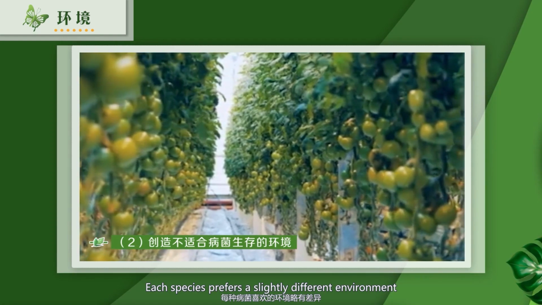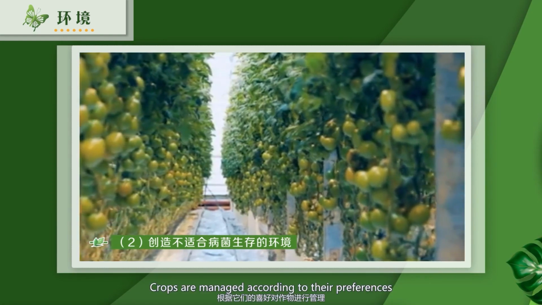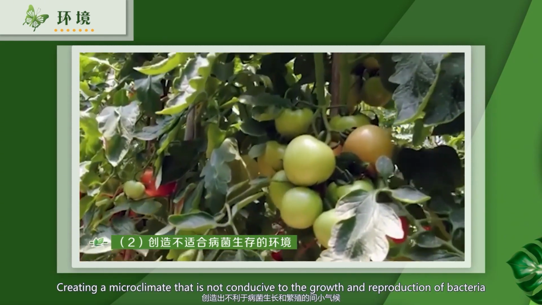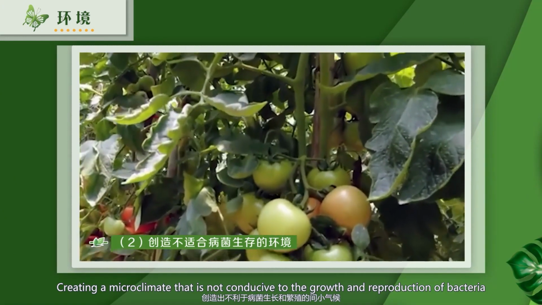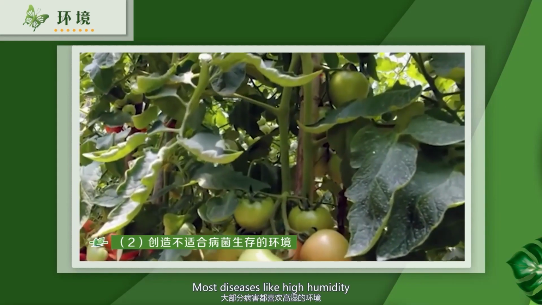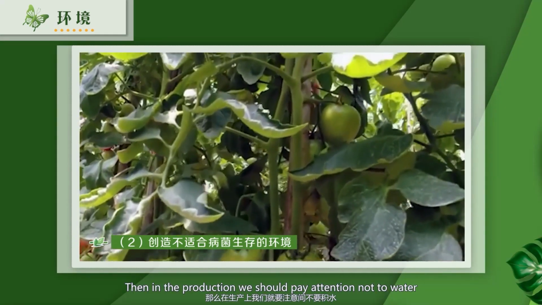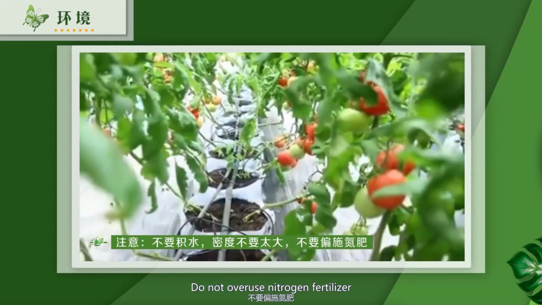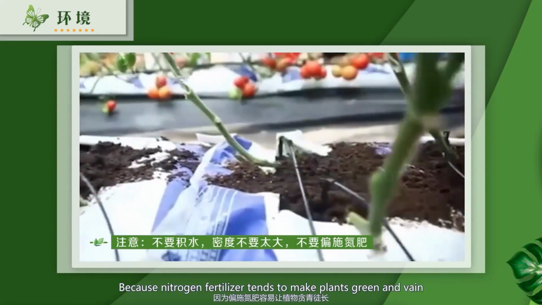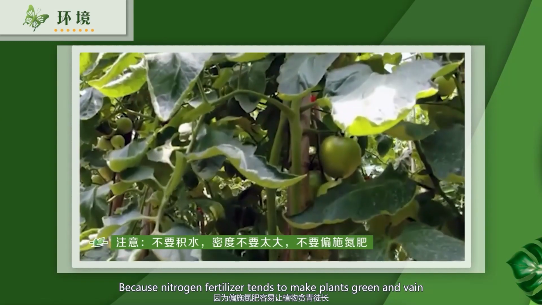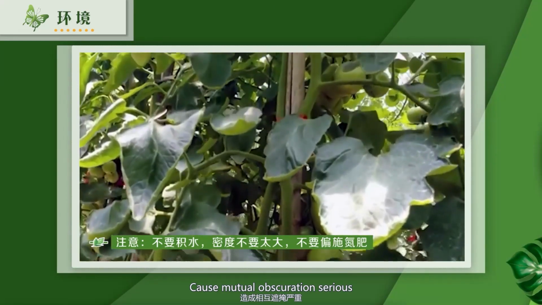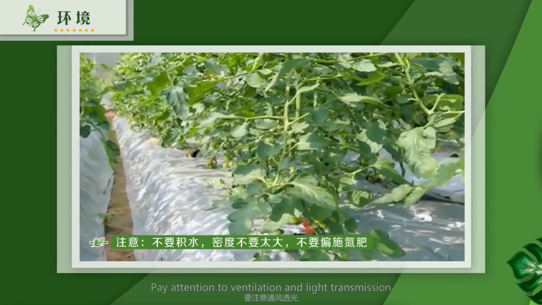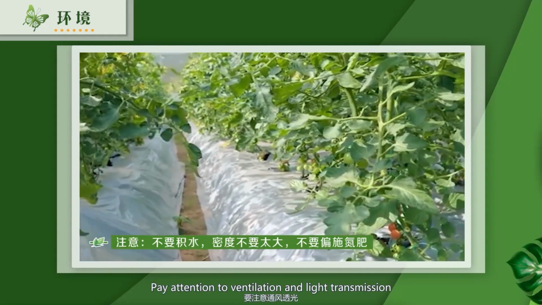Each species prefers a slightly different environment. Crops are managed according to their preferences, creating a microclimate that is not conducive to the growth and reproduction of bacteria. Most diseases like high humidity. So in production we should pay attention not to overwater and not to plant too densely. Do not overuse nitrogen fertilizer, because it tends to make plants lush and weak, causing serious mutual shading and poor air permeability. The grass in the field should be cleared. Pay attention to ventilation and light transmission.